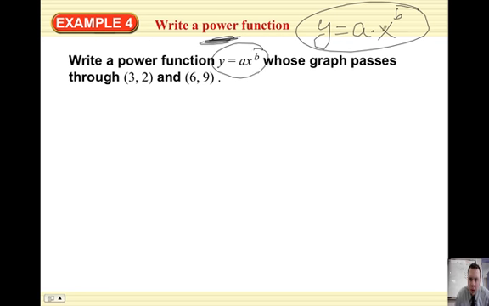I'm not going to give you this part. You have to remember this part. Whose graph passes through (3, 2) and (6, 9). It's going to be the same idea as the other one. If I give you 2 coordinates, do it by hand. Put these coordinates in here.